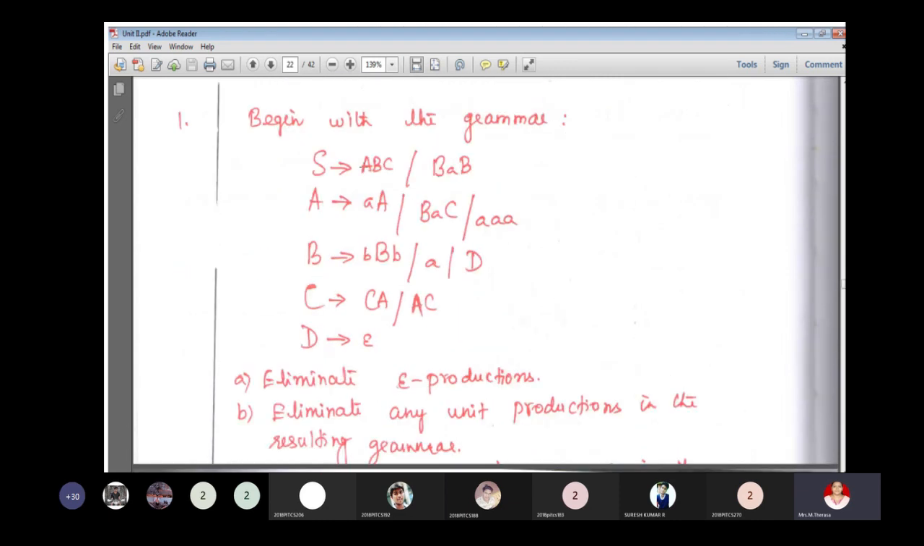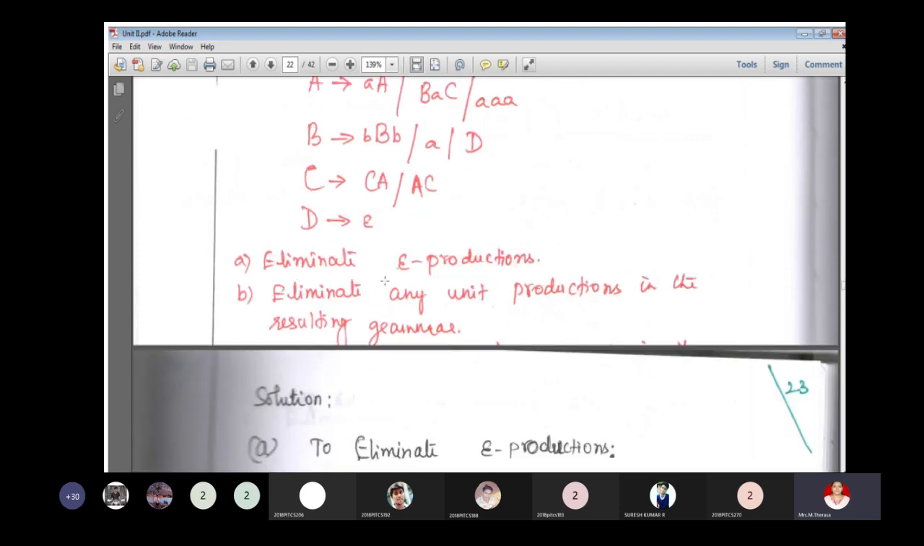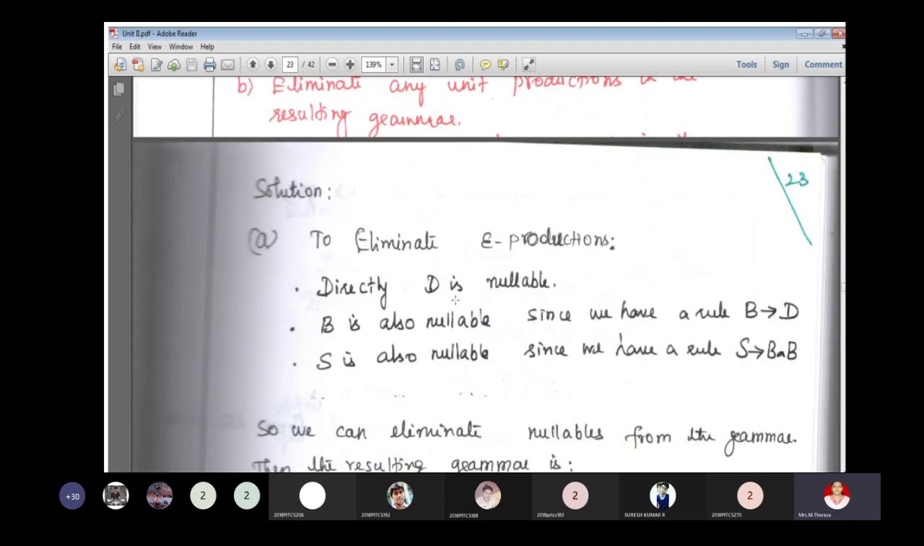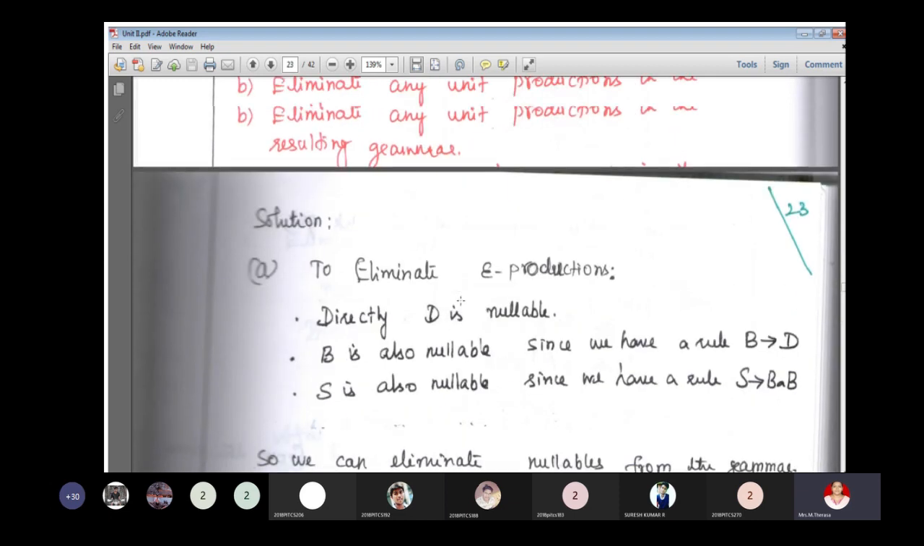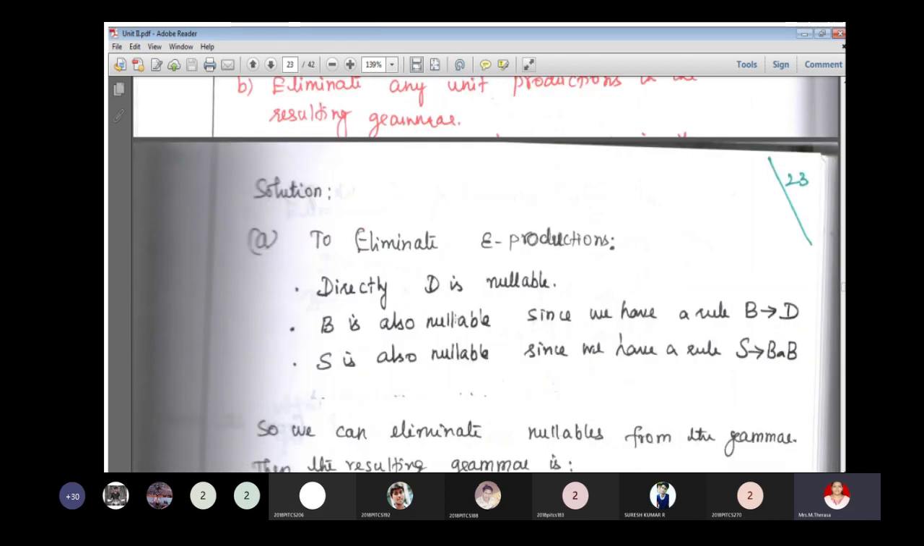Begin with the grammar. This is a given grammar. First, what you are supposed to do, you have to eliminate the epsilon production, then the unit production, then the useless symbol. Okay. So to eliminate the epsilon production, from the given grammar, you can see D is directly nullable. B is also nullable since you have B tends to D. And S is also nullable since you have S tends to BAB.